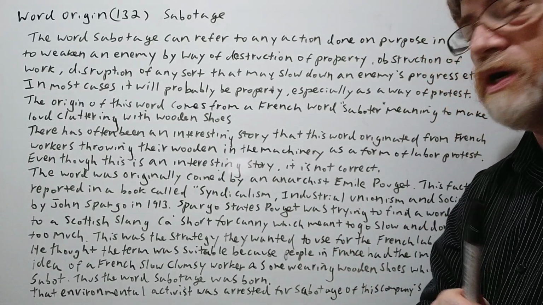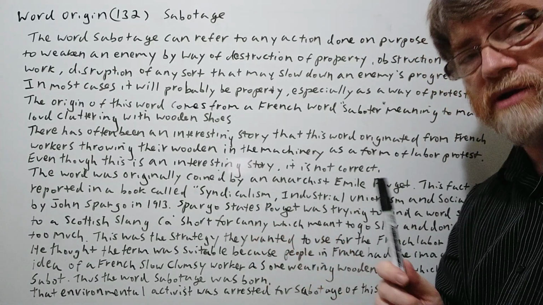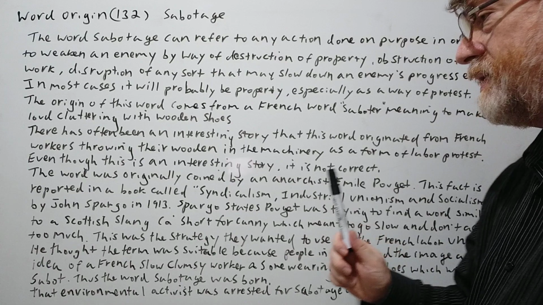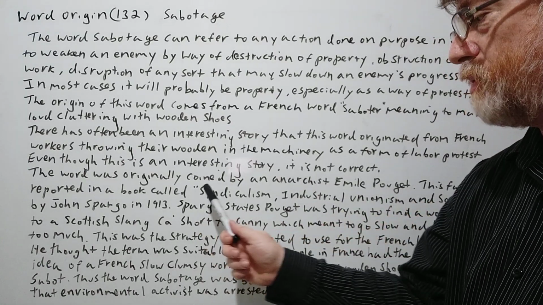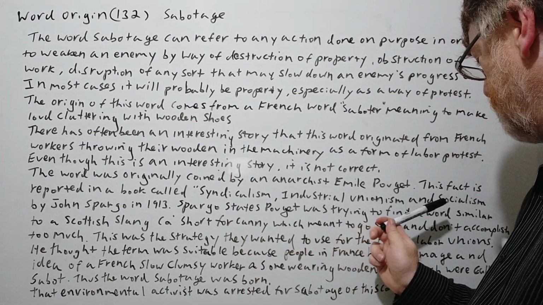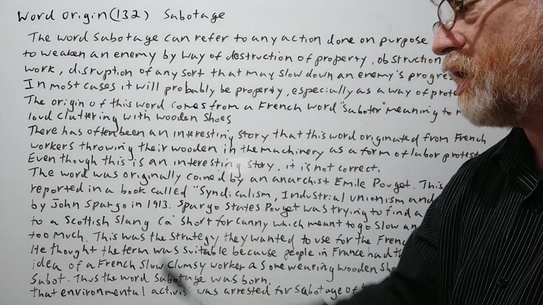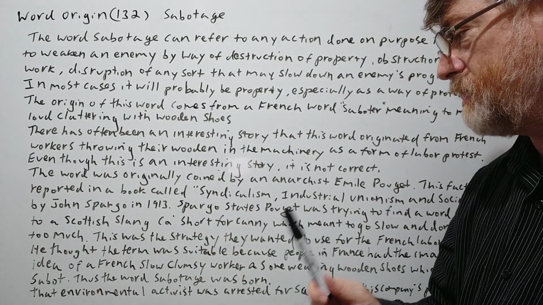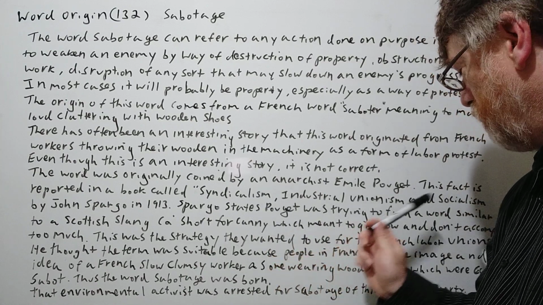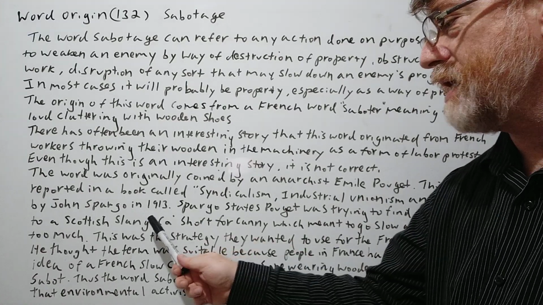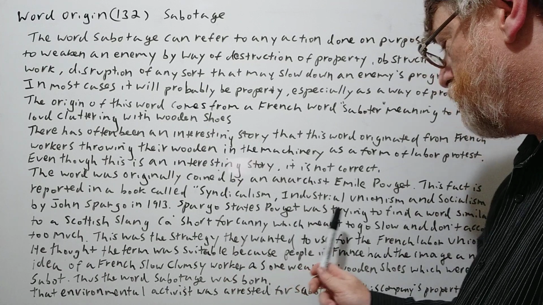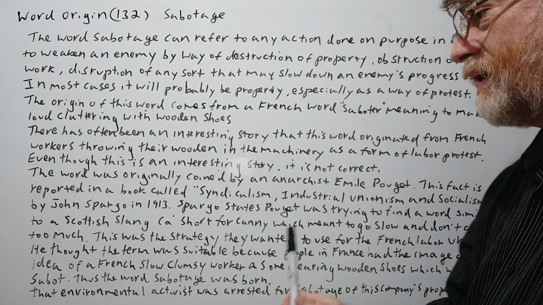Let's continue. The word was originally coined by an anarchist, Émile Pouget. The fact is reported in a book called Syndicalism, Industrial Unionism, and Socialism by John Spargo in 1913. Spargo states Pouget was trying to find a word similar to a Scottish slang ca, short for canny, okay, which meant to go slow and don't accomplish too much.